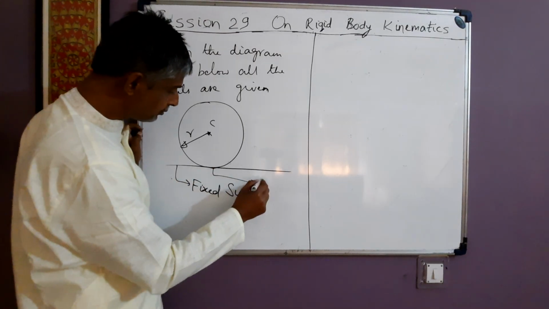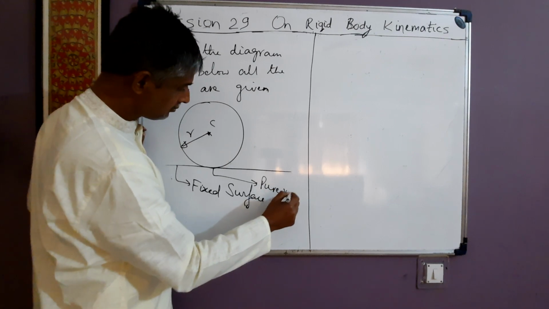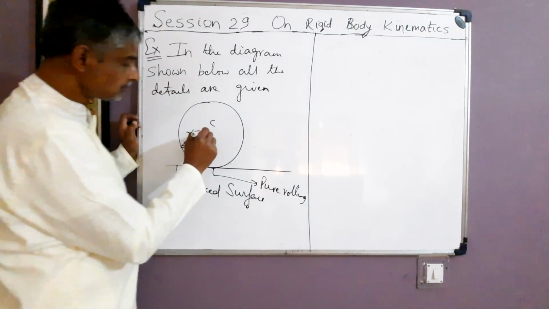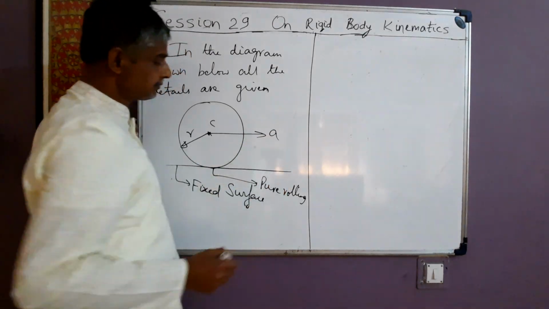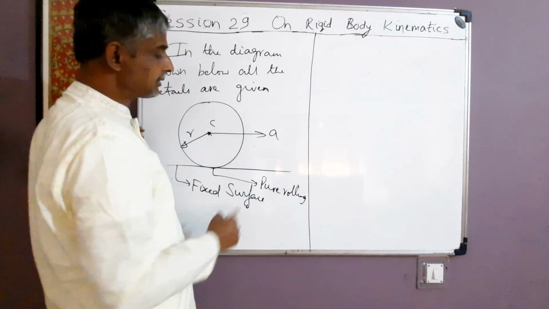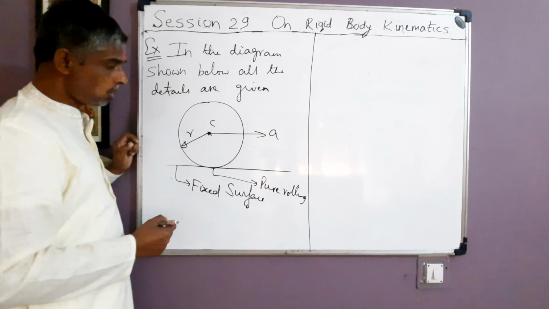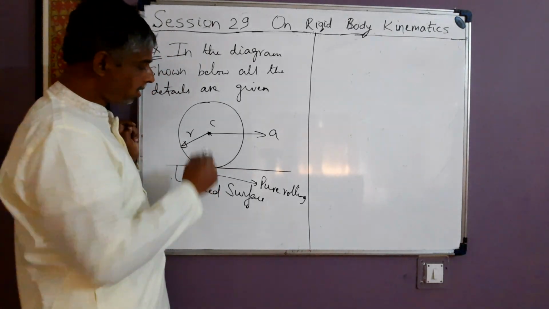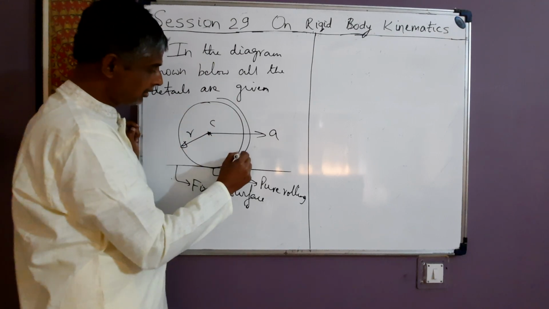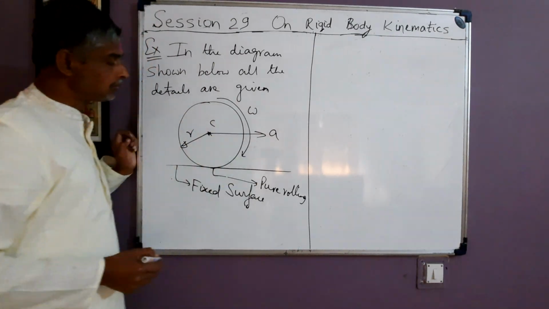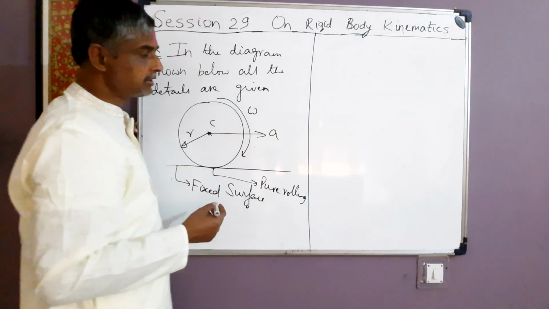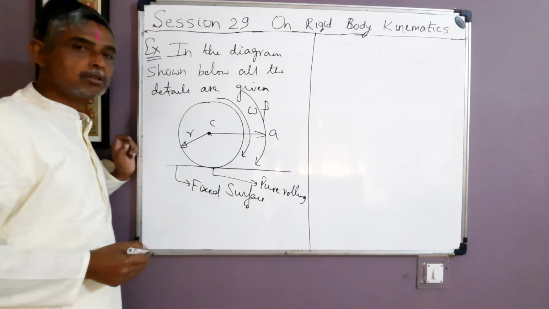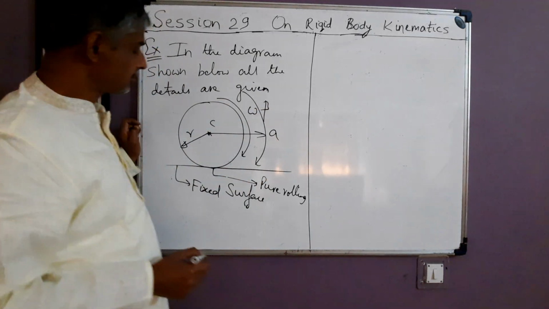Here, this undergoes pure rolling. At the instant under consideration, acceleration of center C with respect to ground is A rightward. Omega is the angular velocity of drum with respect to ground at the given instant. Beta is the angular acceleration of drum with respect to ground at the given instant.